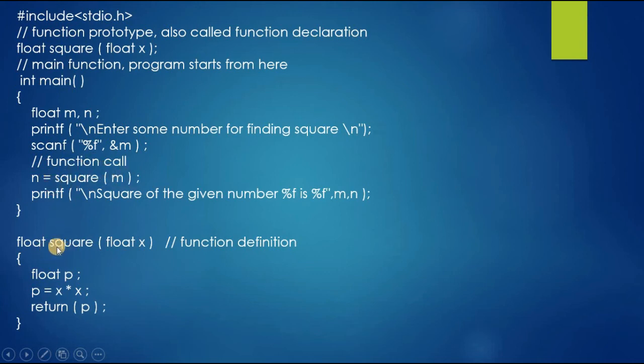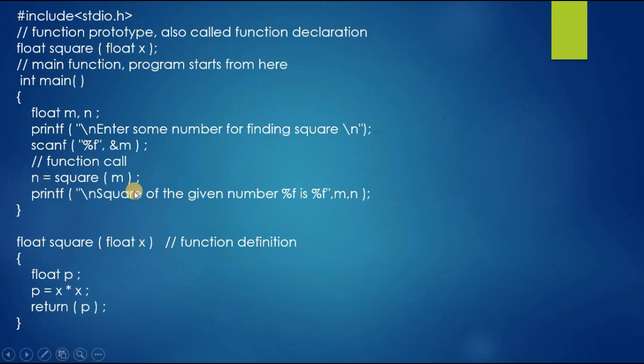So it will come to the square function here. Inside that, our statement is p is equal to x into x. So after taking the float variable p, it will calculate the result for x into x, then the value will be returned by the return type. Then from here it will come to the function call again. In the function call we declared n is equal to square of m, meaning n is equal to the function. So the value will be stored into n, and the output will come into n.